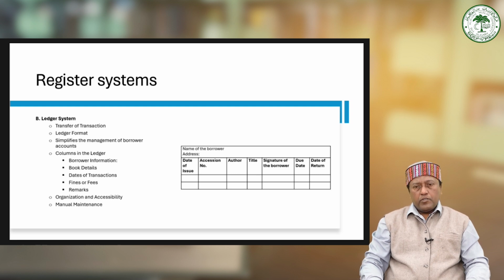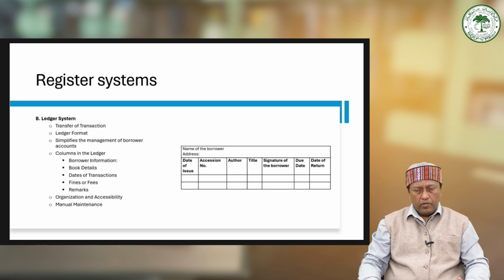So what happens here is the transfer of transactions. In the ledger system, the daily transactions recorded in the day book are transferred to the ledger, or individually you can straightaway go to the ledger and maintain the record on the ledger also. And this transfer basically consolidates the transaction data and allows for more organized and systematic record keeping.